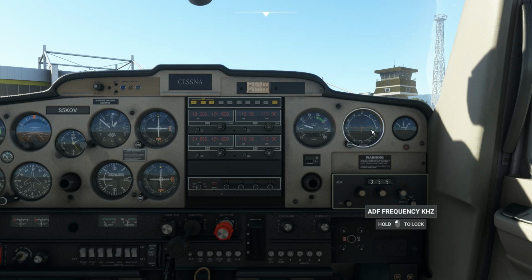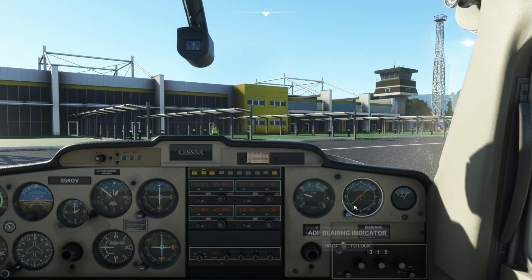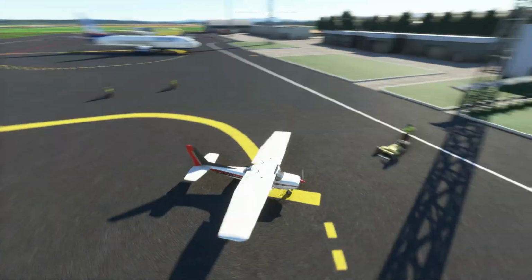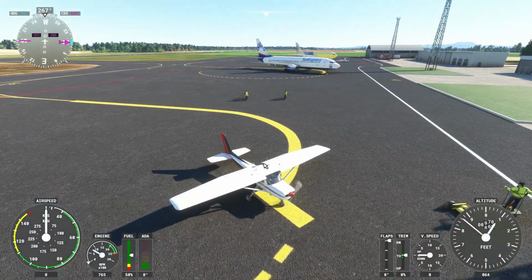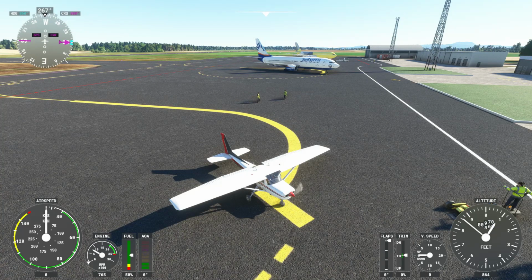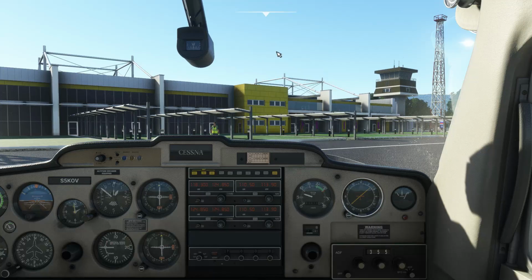355, and if we have signal, the needle should jump and point to the direction from where we are receiving the signal. So we are receiving signal from this waypoint, let's say for our aircraft. If our aircraft is pointing this way, the signal is coming from, let's say, 8 o'clock, so from this way roundabout. And this is also pretty much where the runway starts. So we are on the spot.